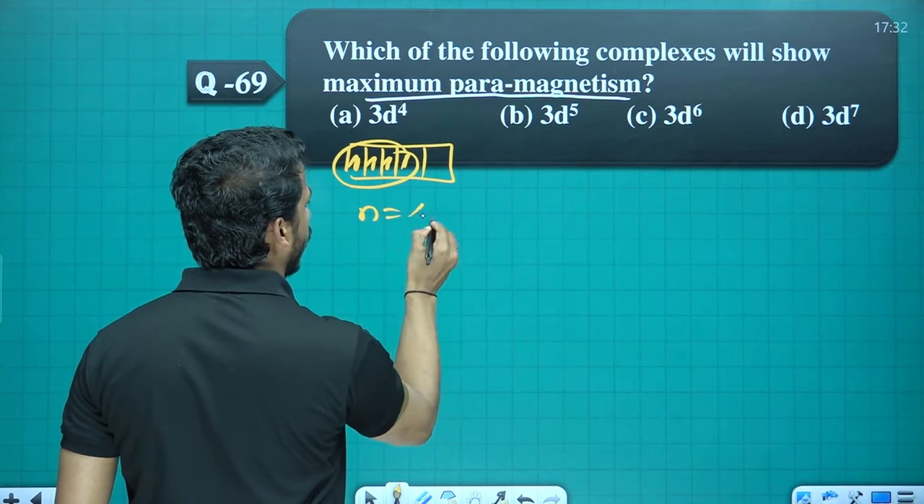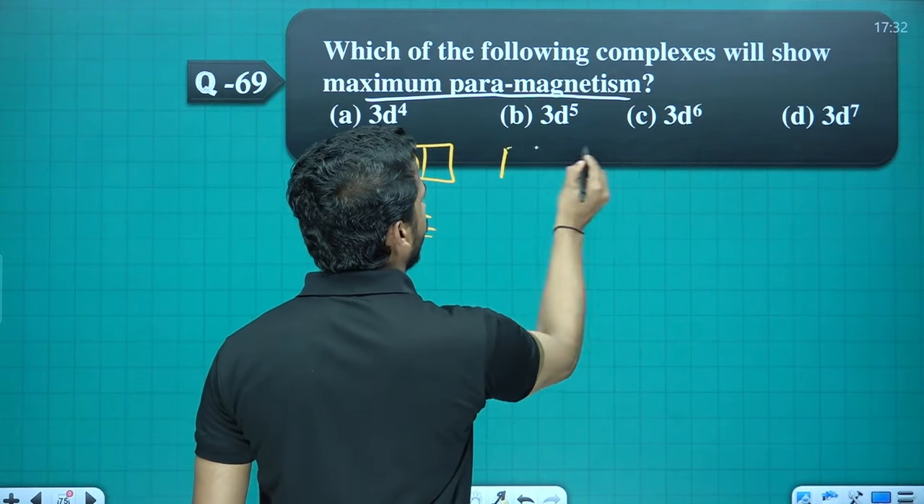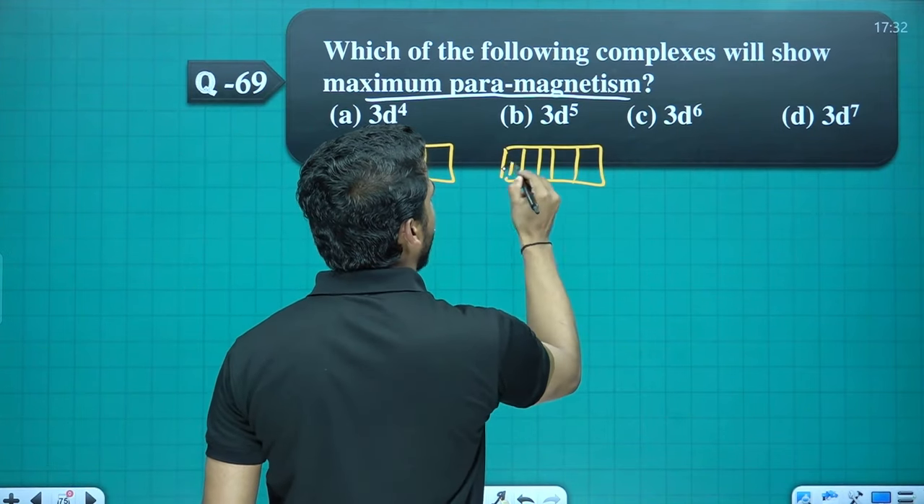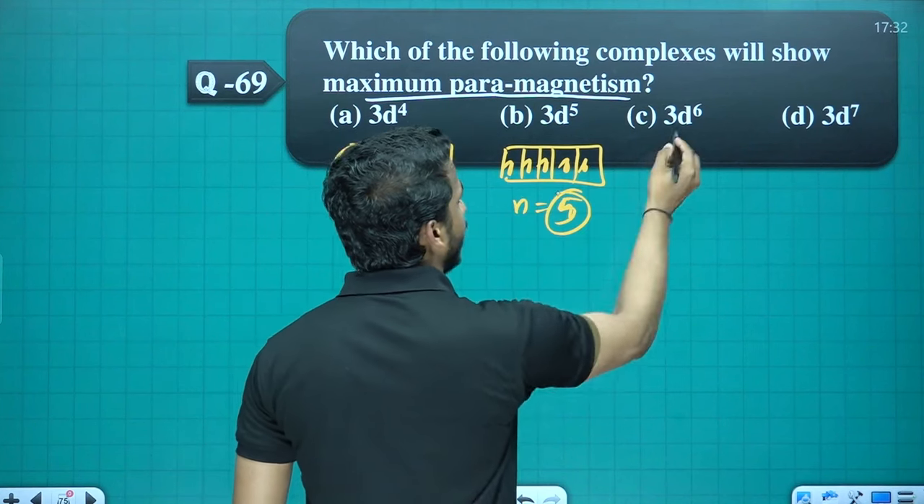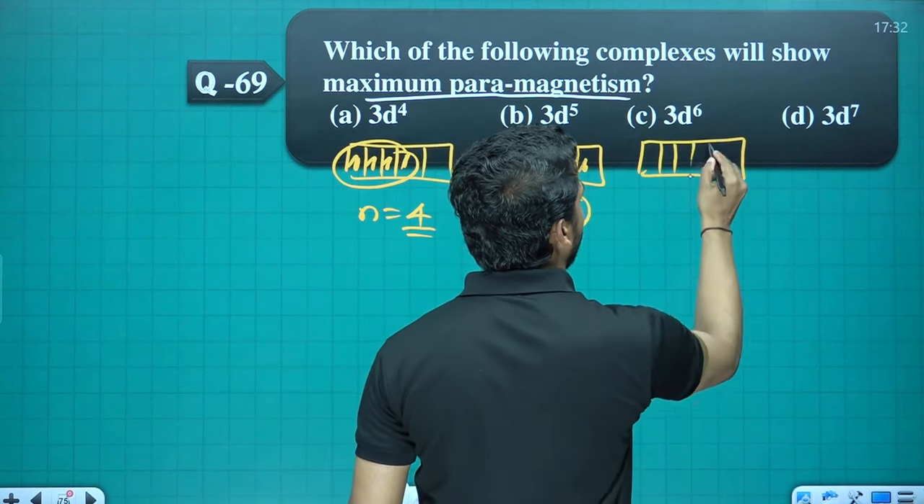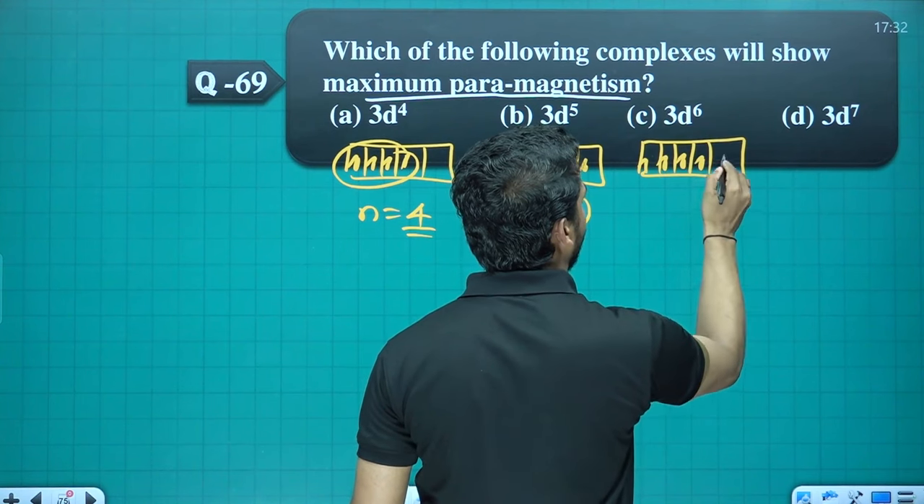So what is the unpaired electron? For d5, the electrons fill as 1, 2, 3, 4, 5, so the number of unpaired electrons is 5. D6, what do you mean by d6? The d orbital contains 6 electrons: 1, 2, 3, 4, 5, 6.